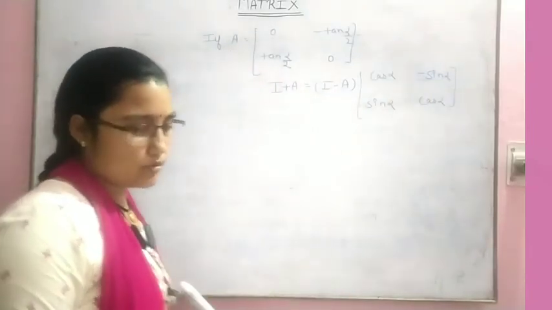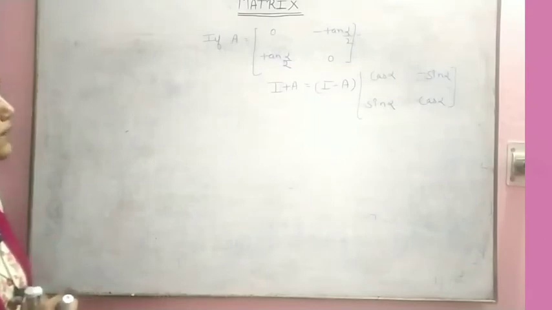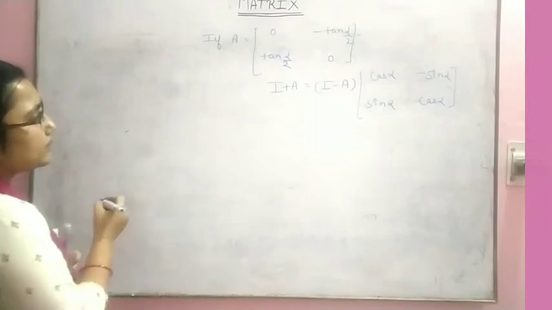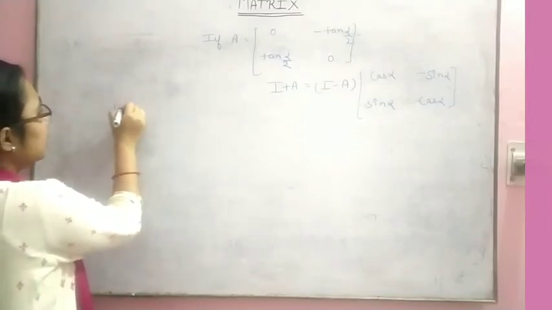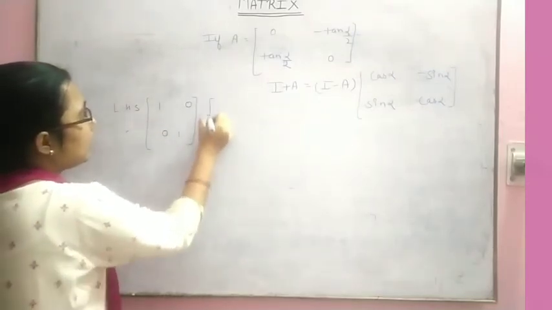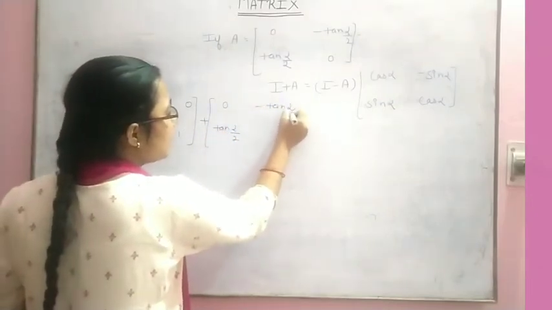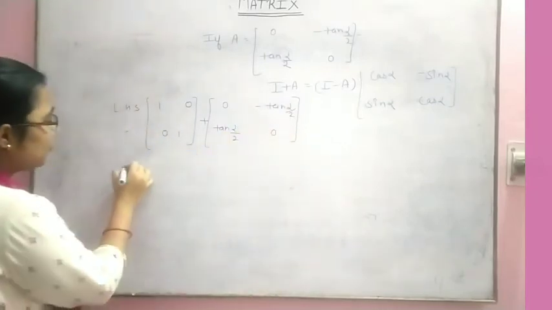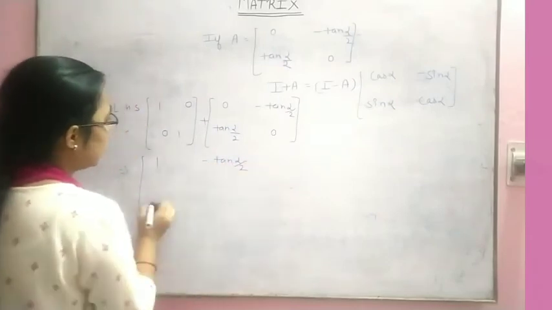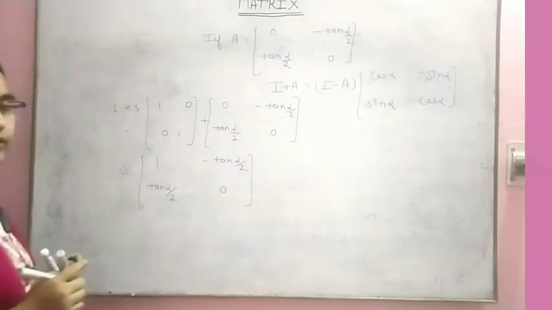This one is the most important question and a very interesting question. Let's begin. I is the identity matrix of order 2 cross 2. So the left hand side is I, that means [1 0; 0 1], plus A, which is given as [0, tan alpha/2; -tan alpha/2, 0]. If we add these two, we get 1 plus 0, this is 1, tan alpha by 2, minus tan alpha by 2, and 1. So this is the left hand side.